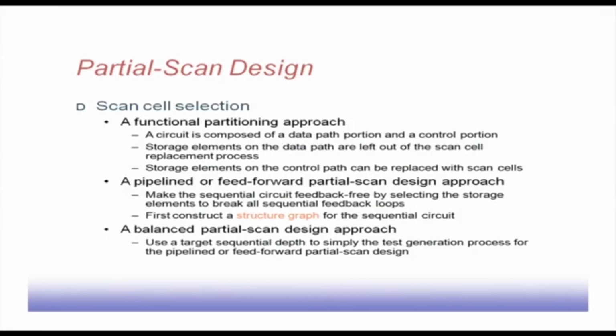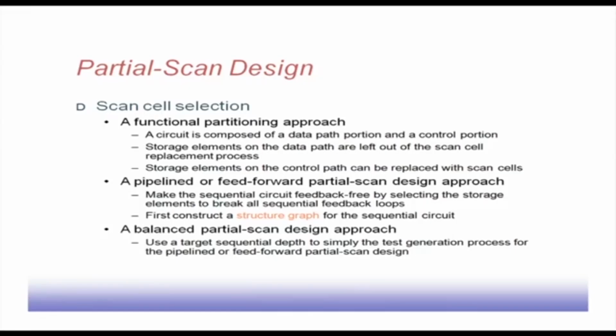So, what happens is that the storage elements on the data path are left out of the scan cell replacement process, because data path flip flops normally form registers. Those registers are not that necessary to test. But the control path flip flops are forming the finite state machine, so that part needs to be tested, and this control part will excite the data path. In some sense, if setting the control part flip flops is easy, then the test pattern generation may become simpler.